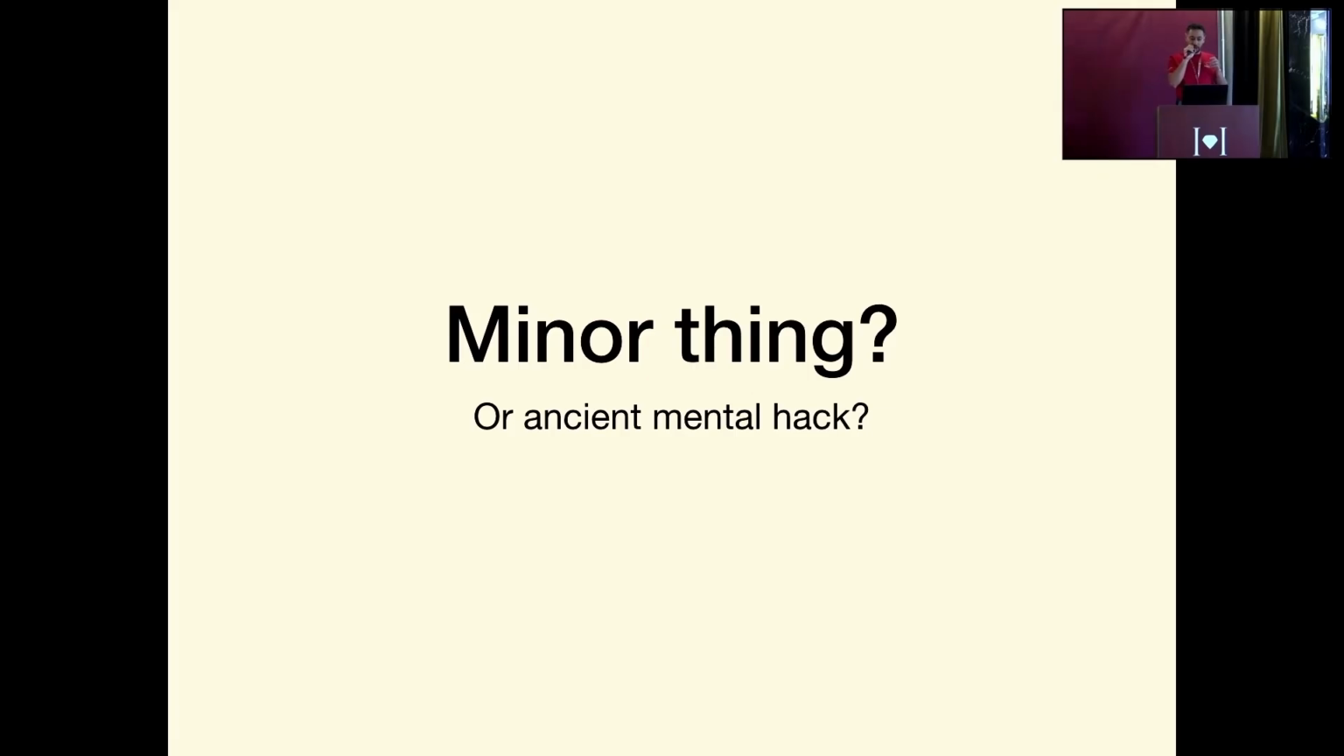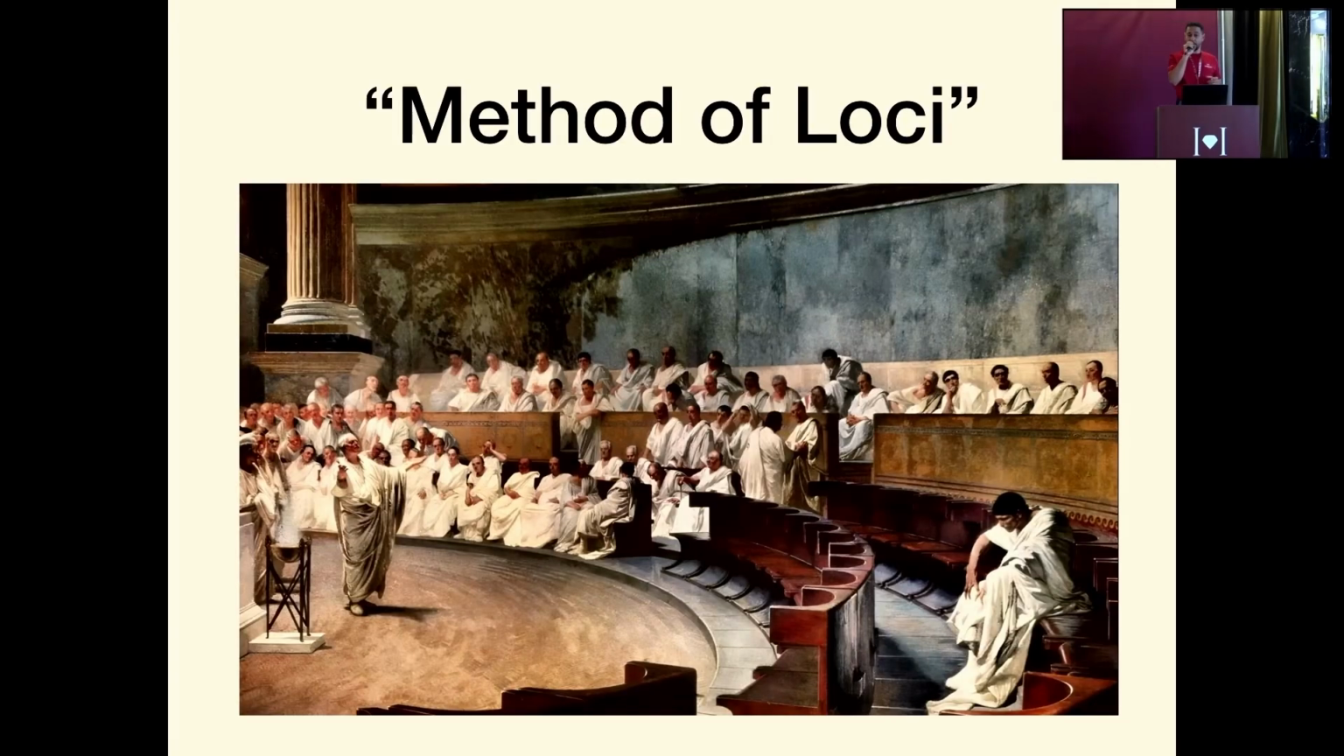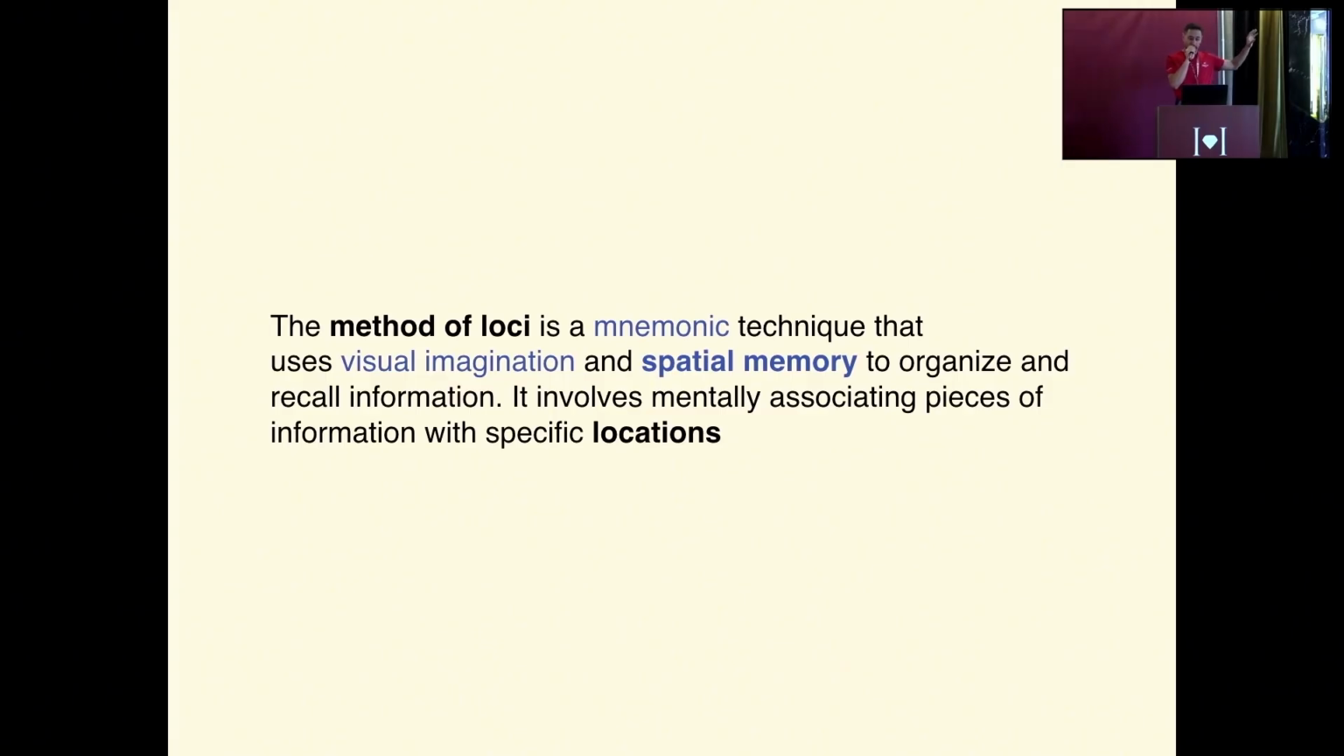ancient mental hack. Like, I don't know if you ever heard of the method of loci. It was used in ancient Greece and Rome because writing down things was expensive. They didn't have this, so they had to remember lots of things. And the basics, straight from Wikipedia, is a mnemonic technique that uses visual imagination and spatial memory, space and locations.